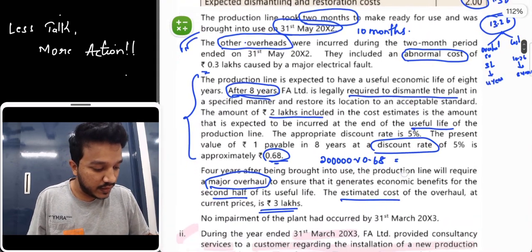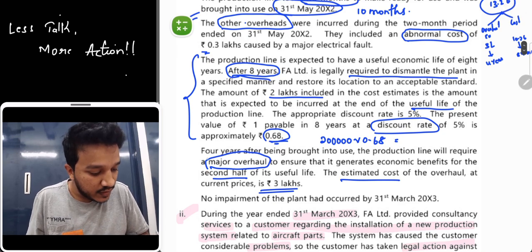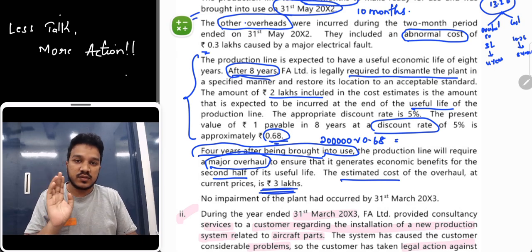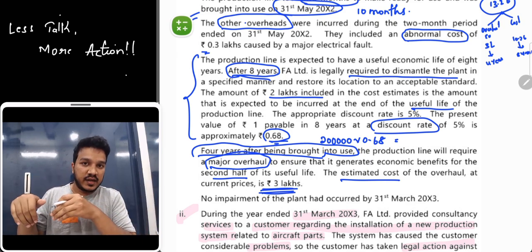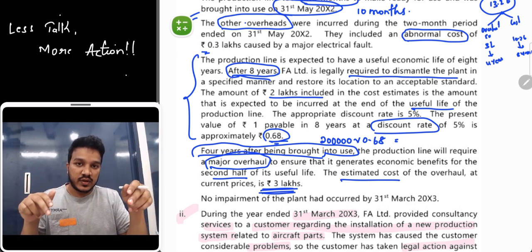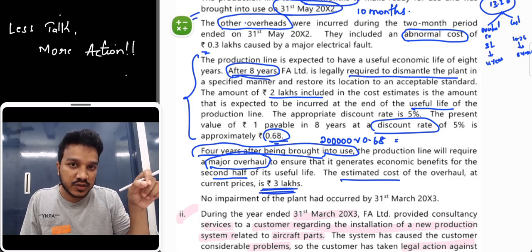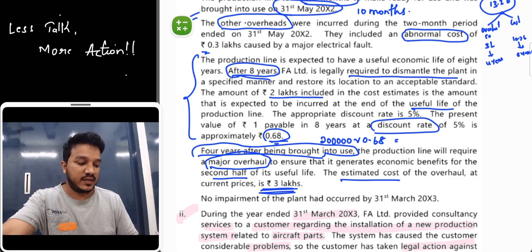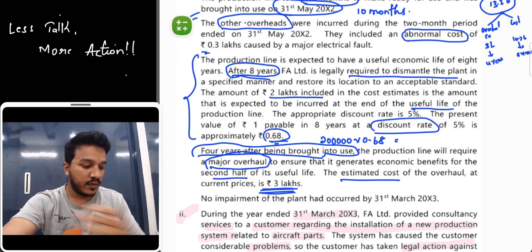If you read it again, 4 years after being brought into use, so this is brought into use now. After 4 years it will incur an expense of 3 lakhs, meaning 3 lakhs is the current value. So after 4 years it will incur certain expenditure, and its current value is 3 lakhs. Perfect, no? Yes, it should make sense.